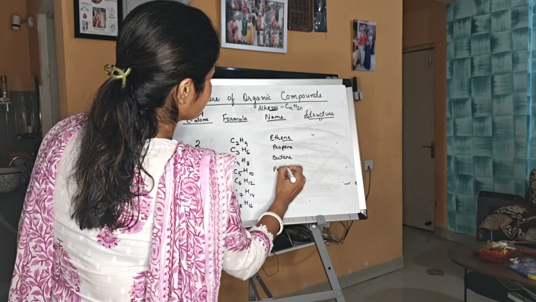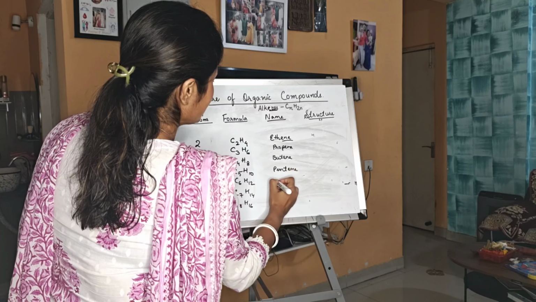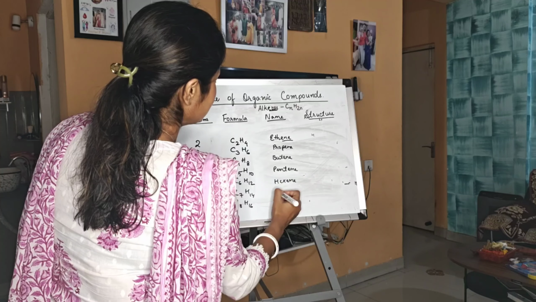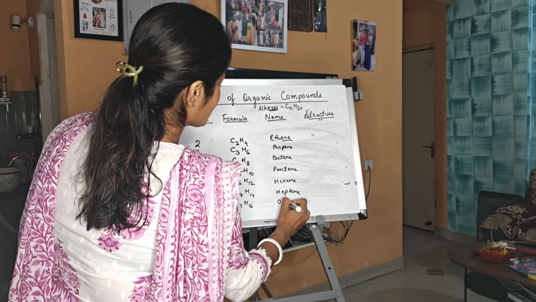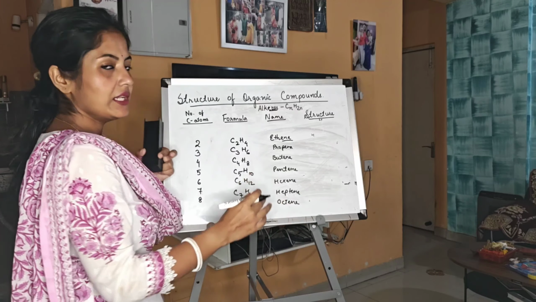For 5, pentene. For 6 it is hexene. For 7, heptene. For 8 it is octene. For 9 it is nonene.